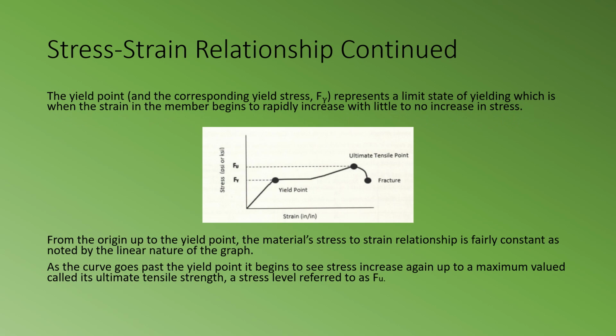The yield point and the corresponding yielding stress, Fy, represents a limit state of yielding, which is when strain in a member begins to rapidly increase with little to no increase in stress. From the origin up to the yield point, the material stress-to-strain relationship is fairly constant, as noted by the linear nature of the graph. As the curve goes past the yield point, stress begins increasing again to a maximum value called its ultimate tensile strength, a stress value referred to as Fu.